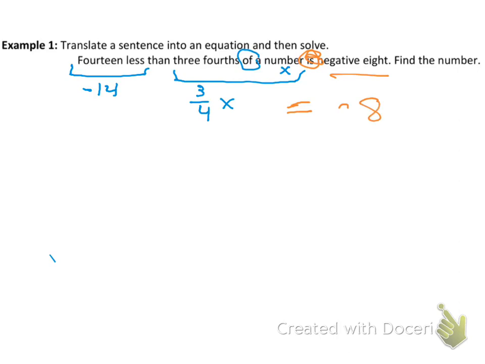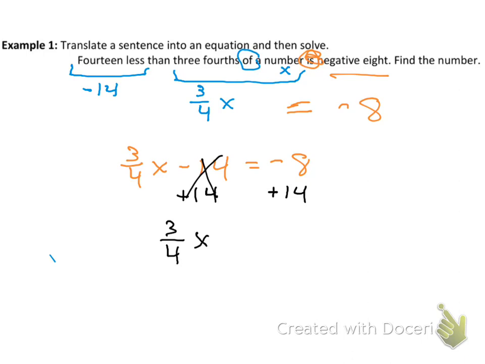So if I rewrite this, I take 14 less than 3/4 of a number, so it's going to look like 3/4 x minus 14 equals -8. So now that I've got my equation there, I can actually start to solve it. So first thing I'm going to do is add 14 to both sides. Leaves 3/4 x on the left-hand side, and on the right-hand side, I've got 6. And then I've got to get rid of 3/4, so I'm going to multiply both sides by 4/3.